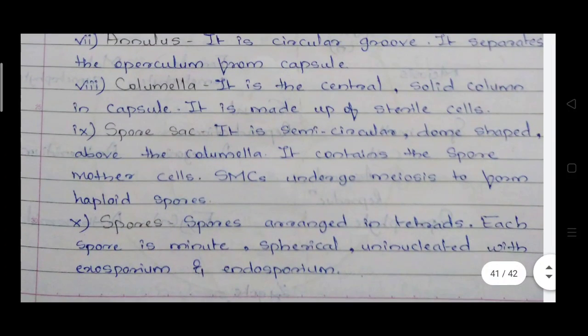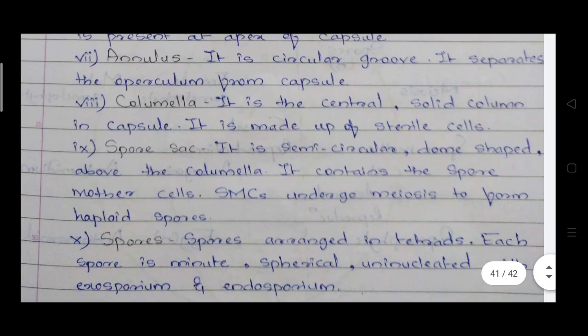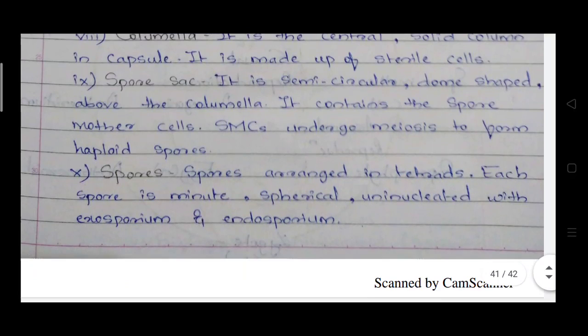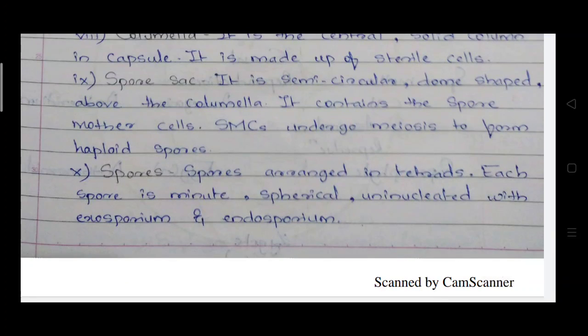The columella is in the center of the capsule. It is a solid column in the capsule made up of sterile cells. As with the elaters or elaterophores, the columella is made by sterile cells and is present centrally in the capsule. The next structure in the capsule is the spore sac. The spore sac is semicircular in shape, dome shaped above the columella.